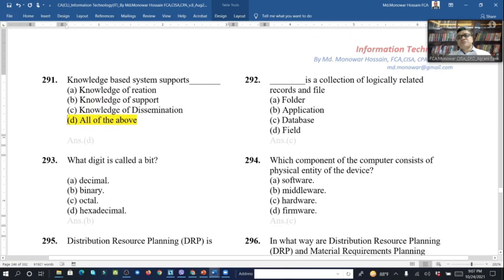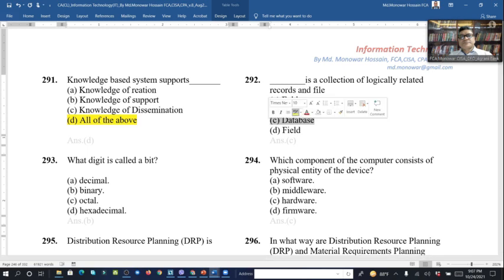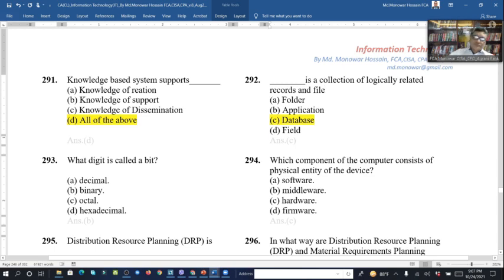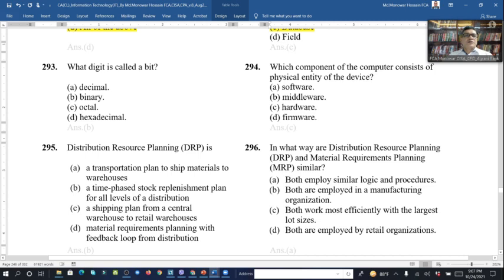Dash is a collection of logically related records and files. Here, database. Database is a collection of logically related records and files. Answer C. What digit is called a bit? Binary digit. So binary digit is called a bit.